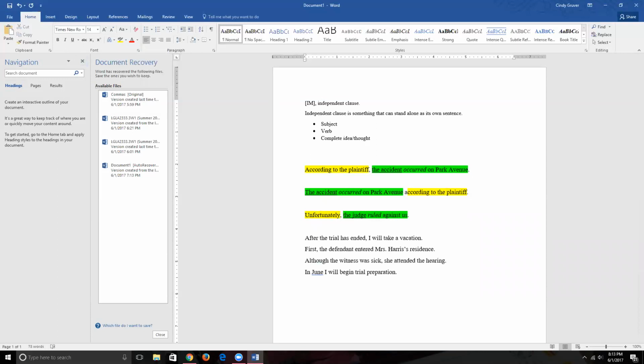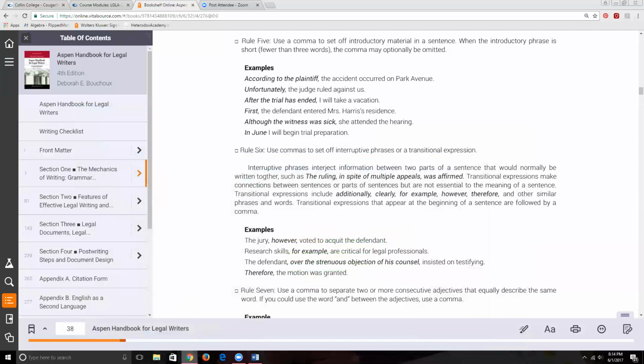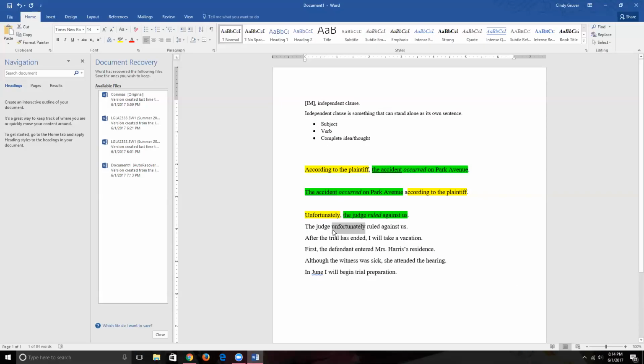And in this case, just as in the case above, we do have the ability to move the introductory material to other places. Let me just show you one place we could do. We could say the judge, unfortunately, ruled against us. And so we've actually inserted our introductory material as an interrupter at this point. We'll learn about this rule later on, but the important thing for you to know right now is Rule 5 doesn't say we need a comma here. That's a different rule that we'll get to. So this is just about the beginning material.